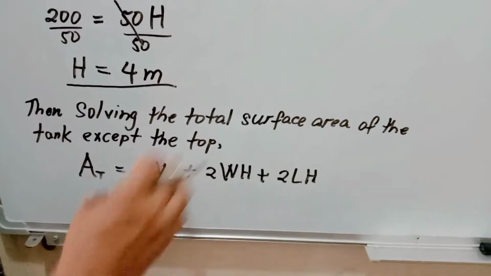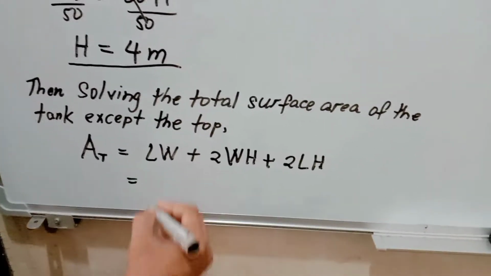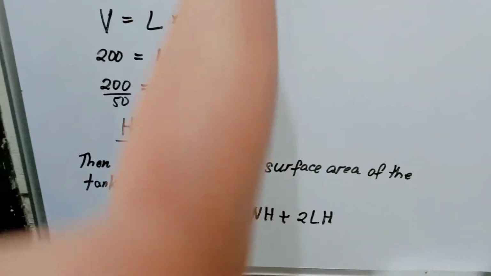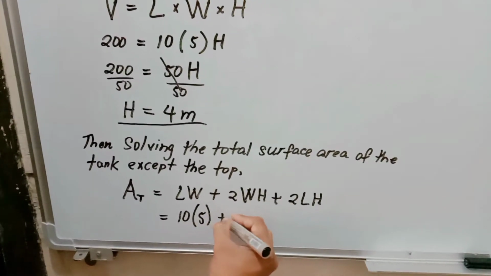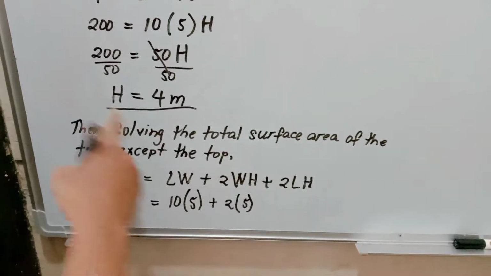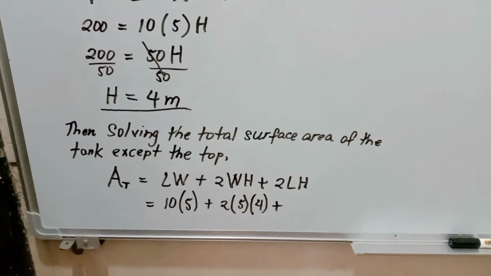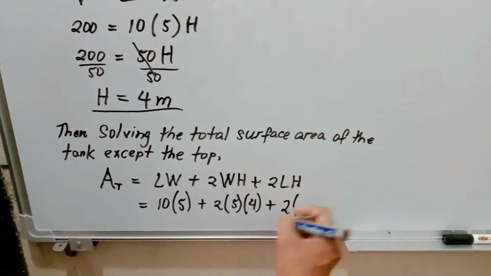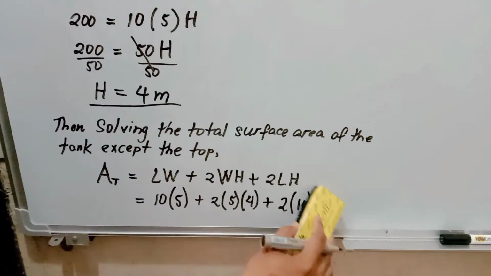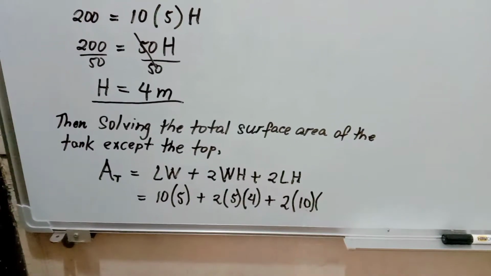Okay, guys, we have already the length, the width, and the height. So substituting those values, total area is equal to, what's the length? 10 meters. How about the width? The width is 5 meters. Plus twice, how much the width? 5 meters. How about the height? Height is already calculated here, 4 meters. Plus twice the product of length times height. What is the length? 10 meters. Times the height, 4 meters.